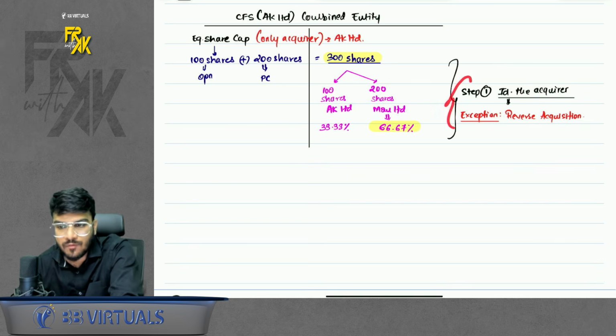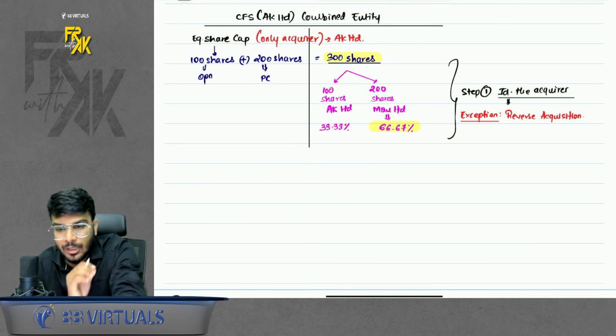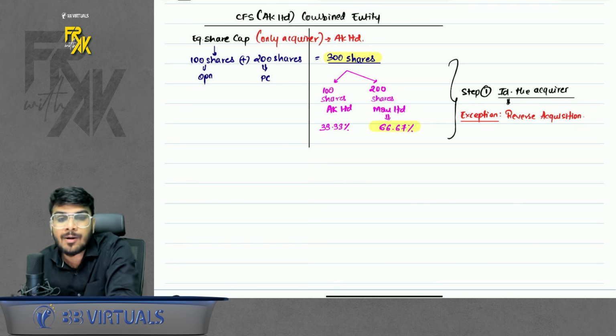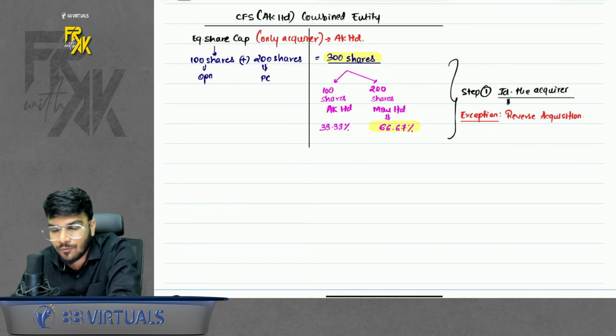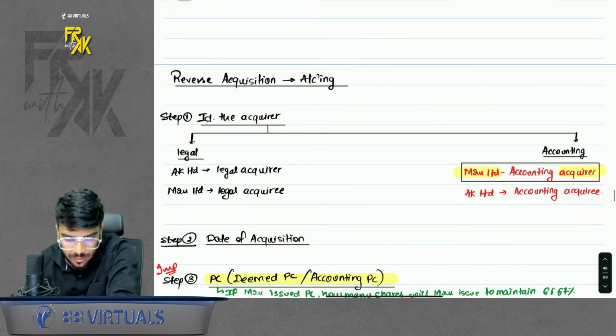So now how to account for the reverse acquisition? Step number 1, identifying the acquirer. Here acquirer from legal point of view was AK, but you need not find the acquirer from legal point of view. You need to find the acquirer from which point of view? Very good answer. You need to find the acquirer from accounting point of view. So from accounting point of view, here the acquirer is not AK. The accounting acquirer will be MRU Limited.